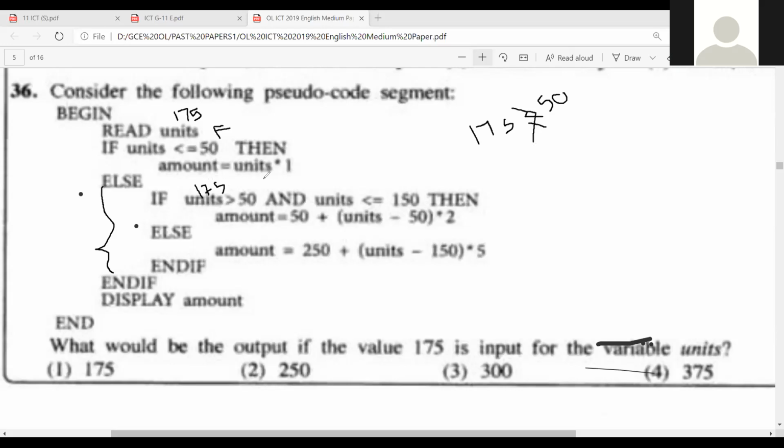If it is yes, then we can put T here. And here, 175 is less than or equal to 150. Yes or no? No. So this is false, right? So you can see here this part is true, this part is false.